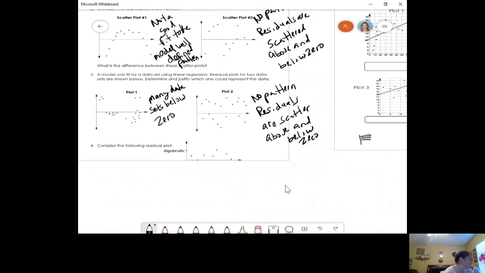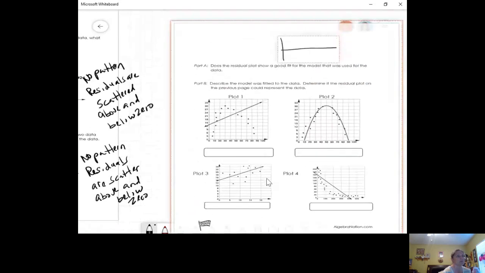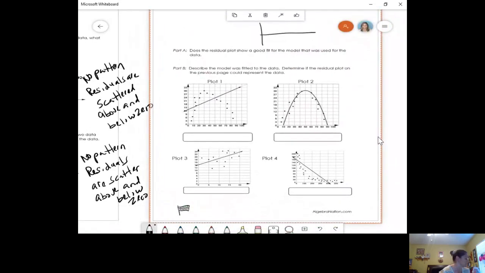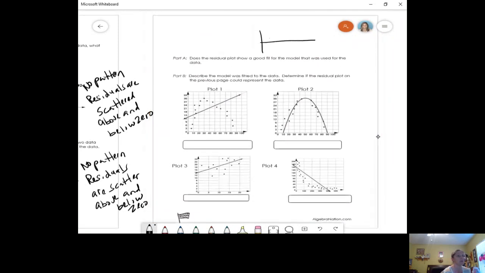But it says, consider the following residual. Does the residual plot show a good fit for the model that was used for the data? So because we have a bunch of points here, right? And a bunch of points there, the answer would be yes, because there is no pattern and the residuals are scattered.